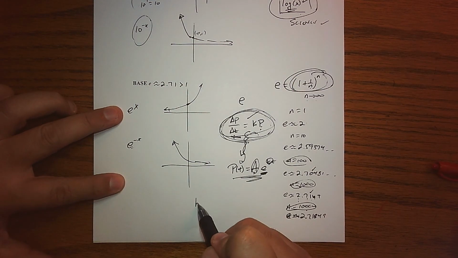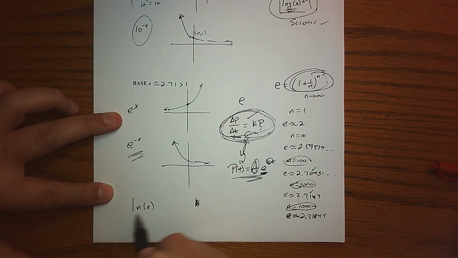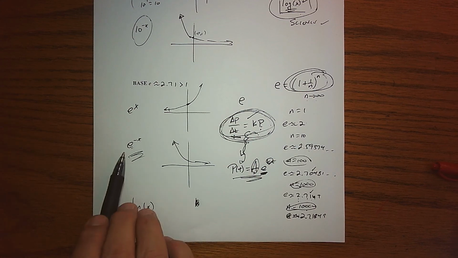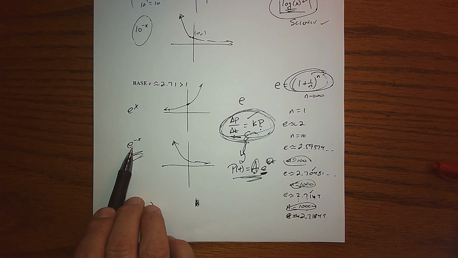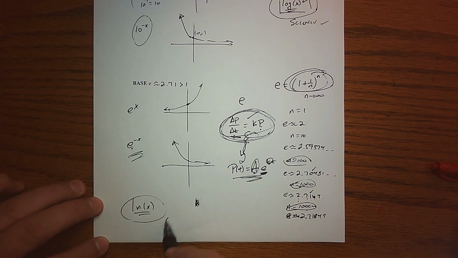You guys have probably seen this before. The inverse of this guy is famously known as the natural log of x. And the reason why we call that the natural log of x is because e occurs so naturally in our real world, and so its inverse, the way we reverse that, we give it the name the natural log of x. But more on that as we go into 6.4 and 6.5.